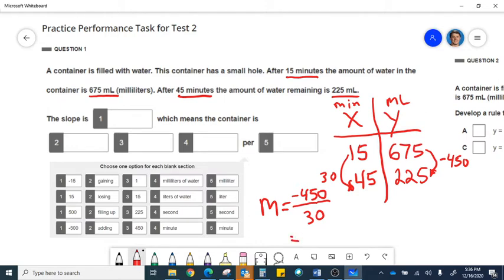But I don't leave things unsimplified like that. That's too messy, so I want to simplify it. Basically, I'm going to take off the zeros and divide 45 by 3. If I divide 45 by 3, I get 15, and it's going to be negative. So m is negative 15.